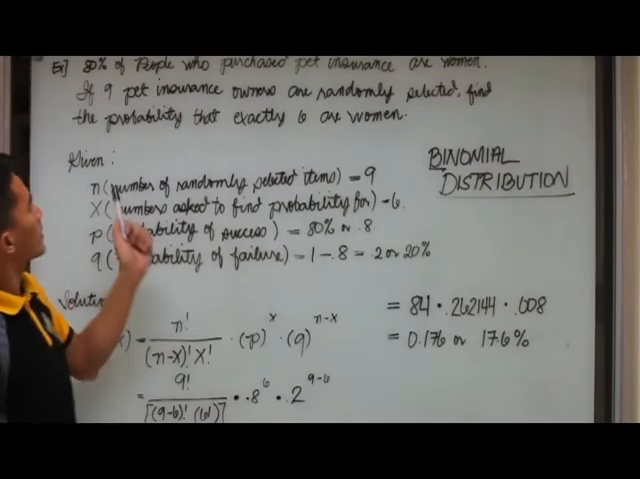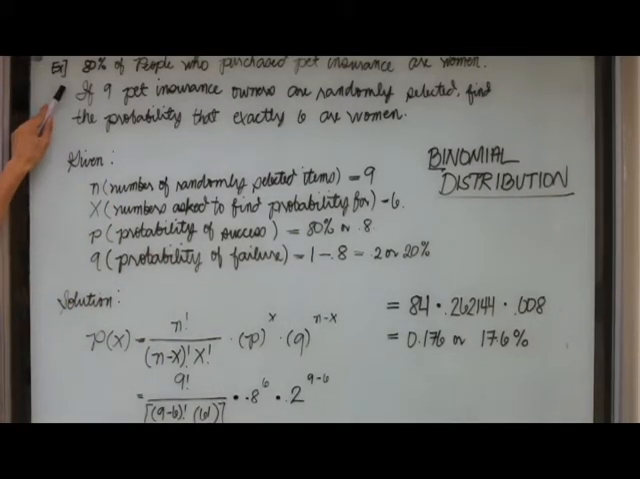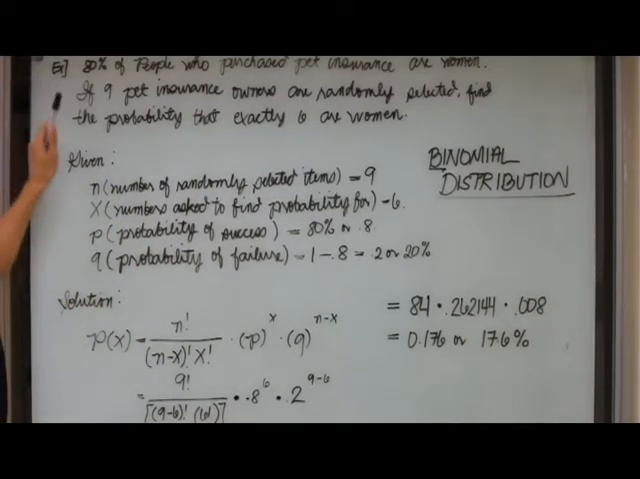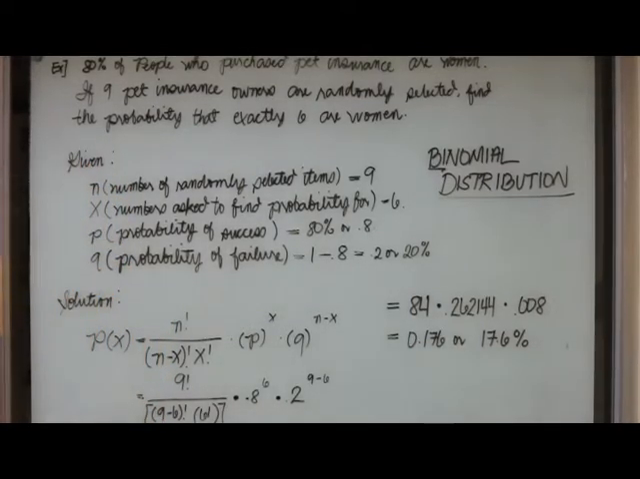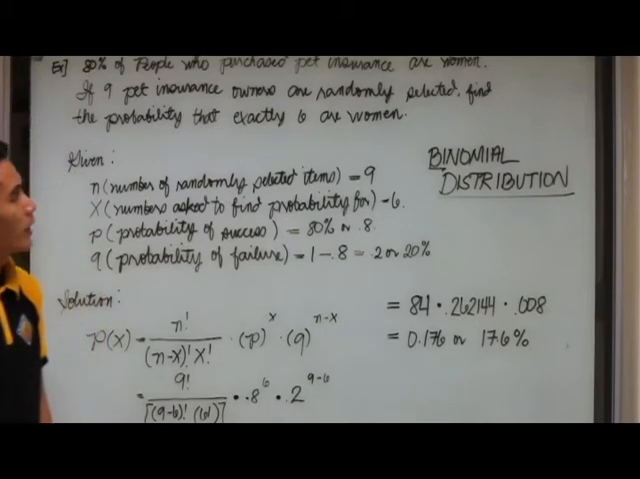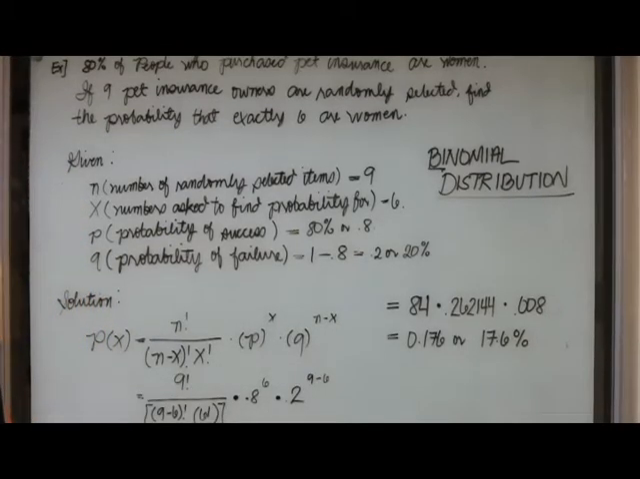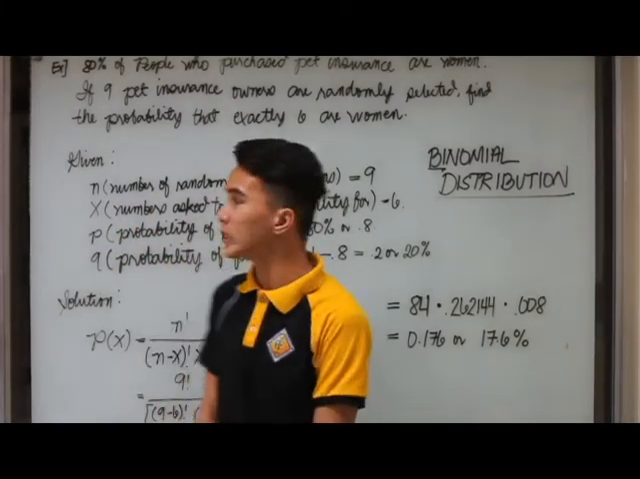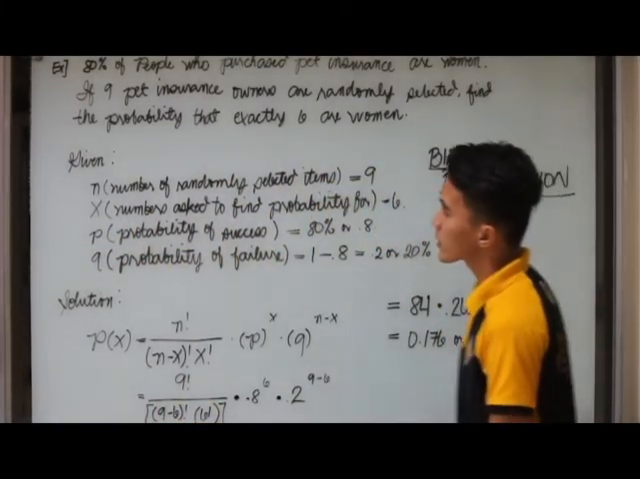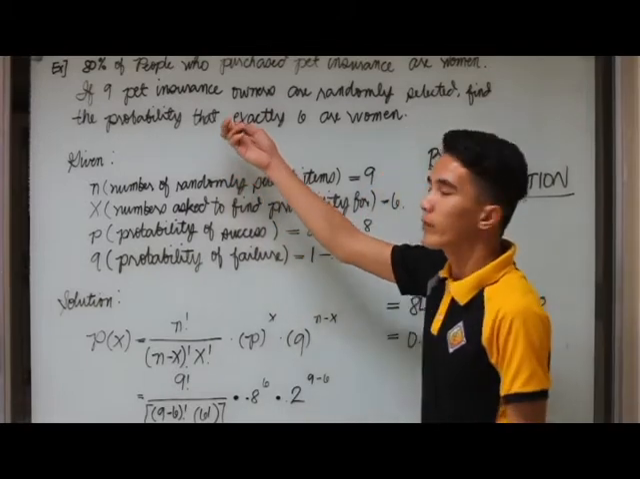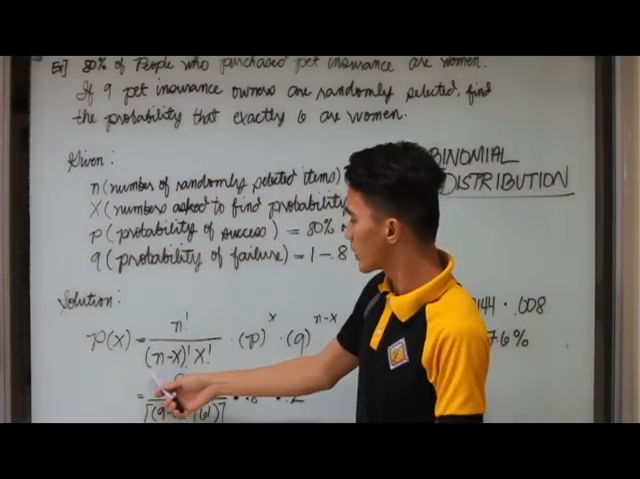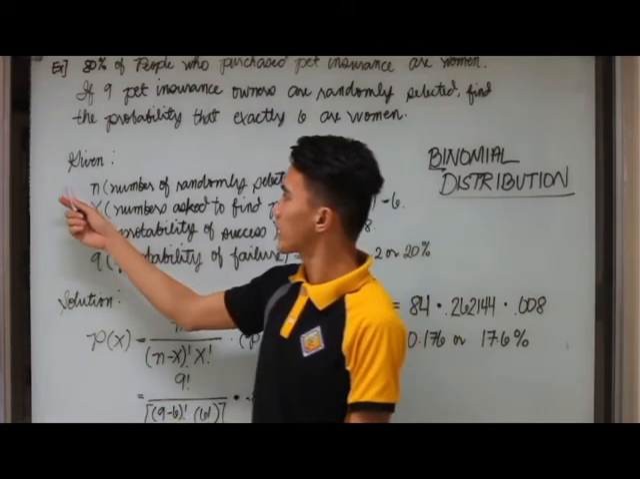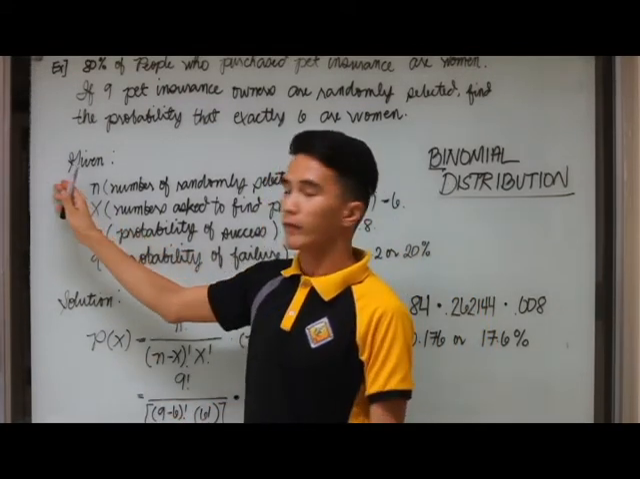So the problem here is: 80% of people who purchase pet insurance are women. If 9 pet insurance owners are randomly selected, find the probability that exactly 6 are women. So what we're going to do, since we have the problem, we will use this formula, but first let's list the given.